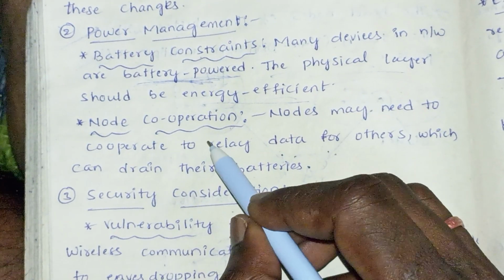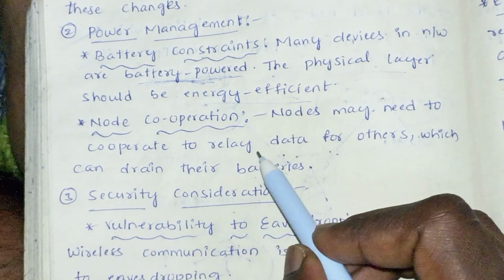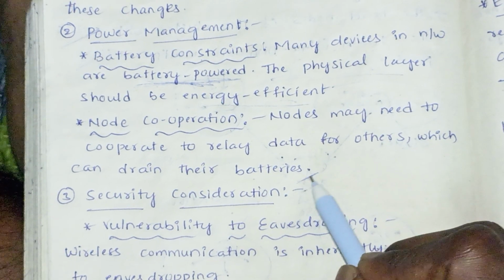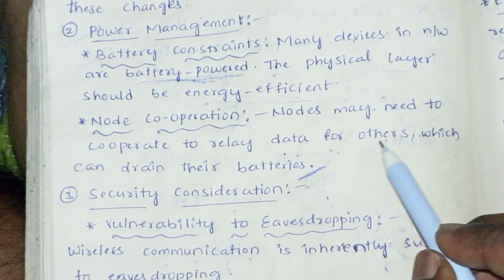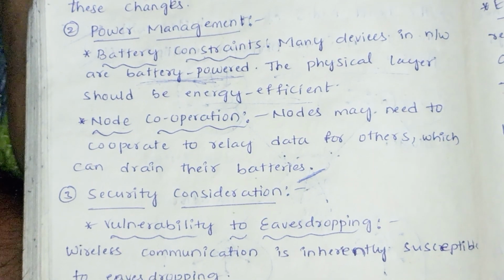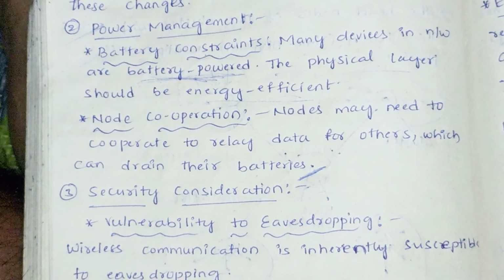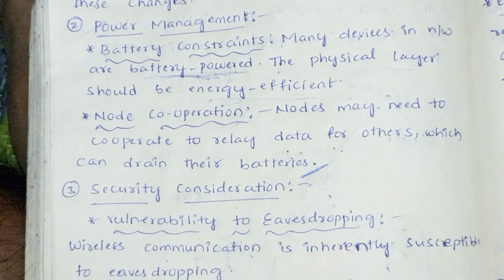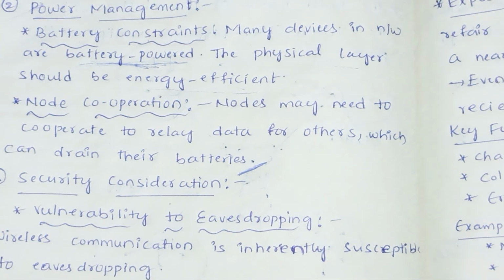Next, node cooperation: nodes may need to cooperate to relay data for others, which can drain their batteries. There are two different types of nodes. The nodes may need to cooperate to relay the data for others. So we need cooperation between nodes to relay the data.